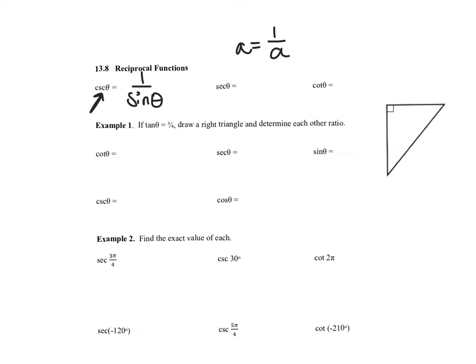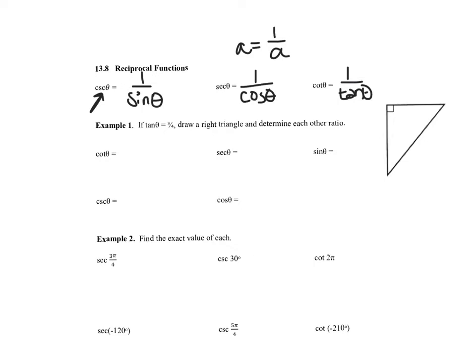The secant of theta is the reciprocal of the cosine of theta. And the cotangent of theta is the reciprocal of the tangent of theta. So the cosecant goes with sine, the secant goes with cosine, and the cotangent goes with tangent.